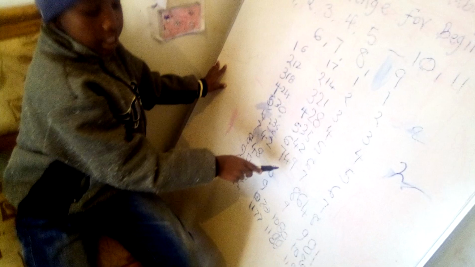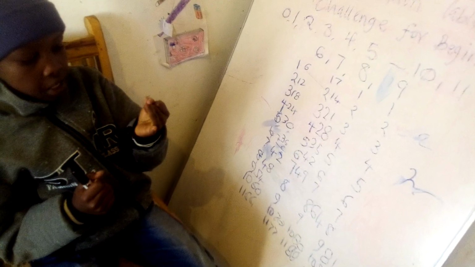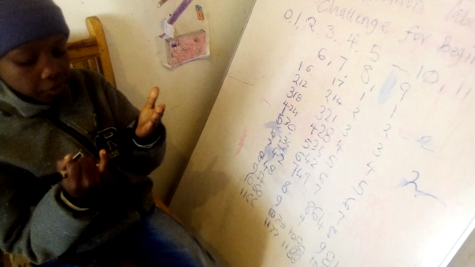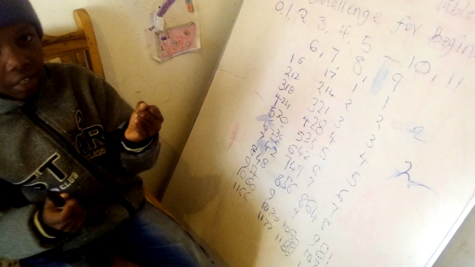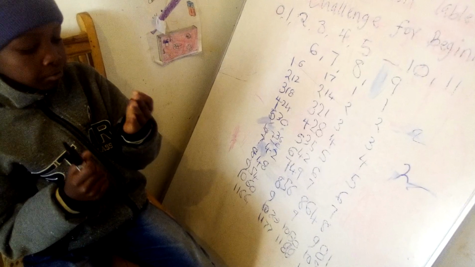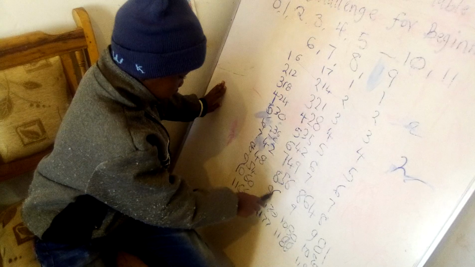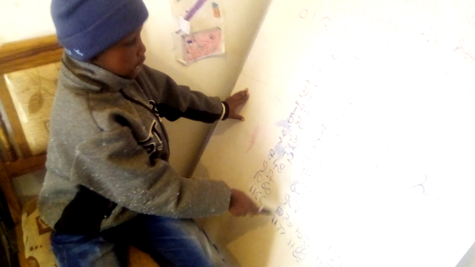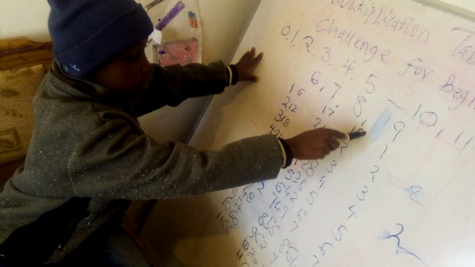You take your 49, you add 7: 49, 50, 51, 52, 53, 54, 55, 56, right here 56, 57, 58, 59, 60, 61, 62, 63, right here 63. You're done with the table of 7. Come to the table of 8. 1 times 8 is 8.